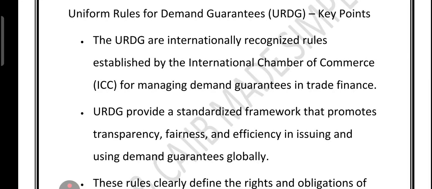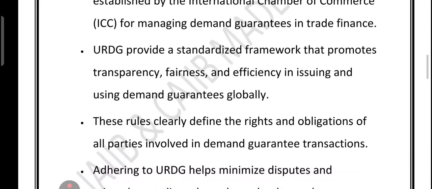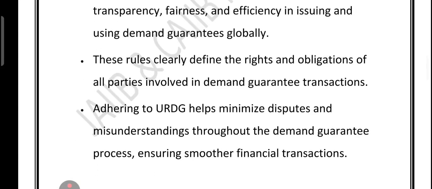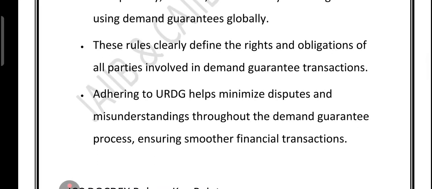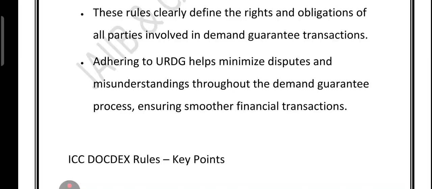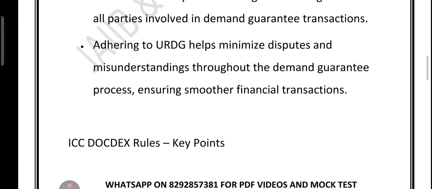It is a set of rules which is created by the International Chamber of Commerce, or in short we call it ICC. So it is a set of rules created by ICC to make sure that everyone is on the same page, no matter where they are in the world. Now these rules make the whole process clear, fair and transparent. They explain exactly what each party must do and what they can expect. Following URDG helps avoid arguments, misunderstandings and delays in payment, which means business runs smoother, right?